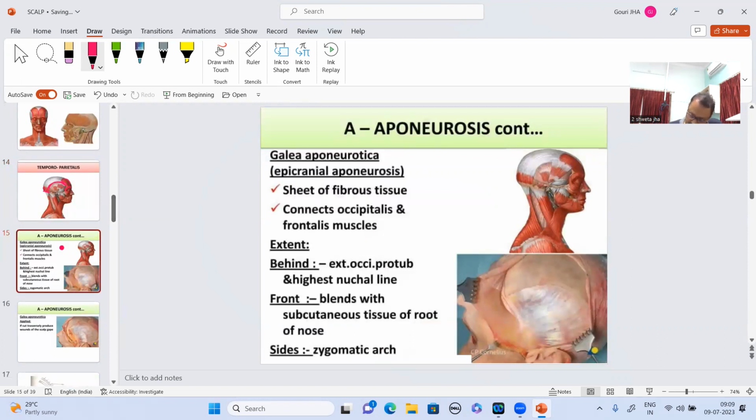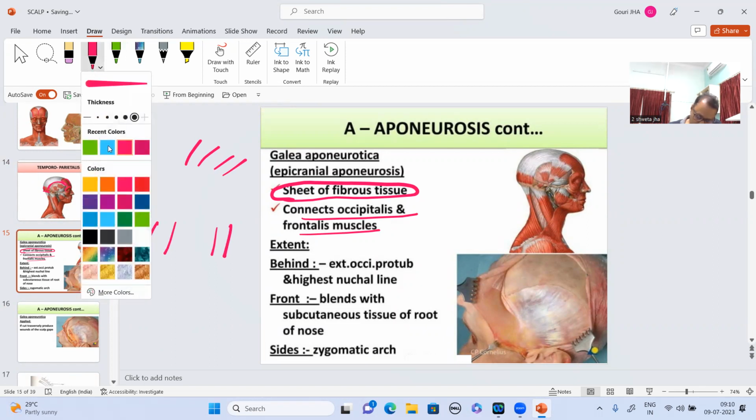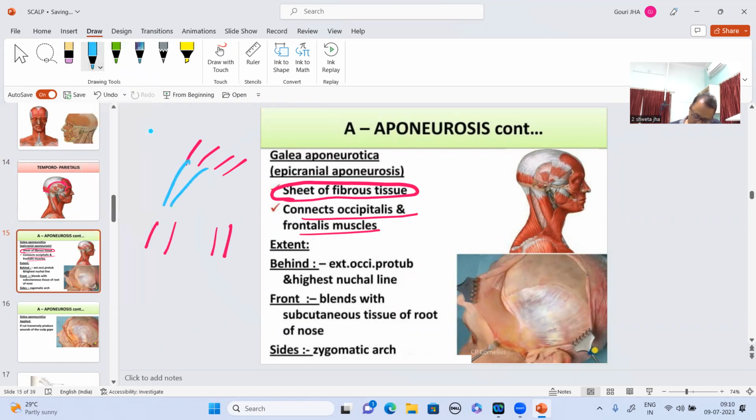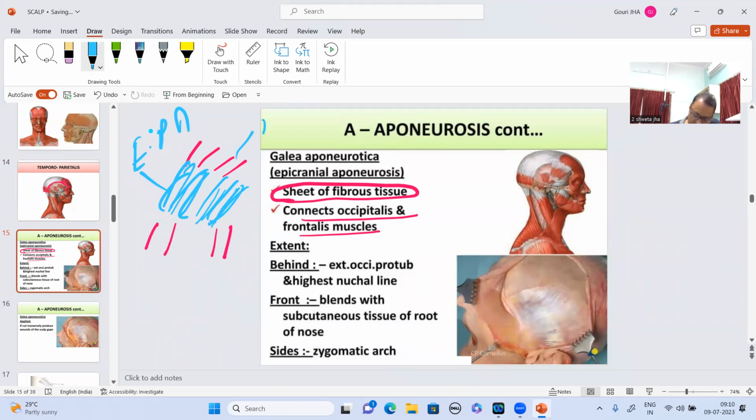So this is a sheet of fibrous tissue. This is actually the fibrous tissue. It is the aponeurosis, and it connects the occipitalis muscle to the frontalis muscle. In the front, it has got the frontalis muscle, and in the back, it has got the occipitalis muscle, and in between the two is the epicranial aponeurosis. We have got the frontalis over here, and we have got the occipitalis over here.